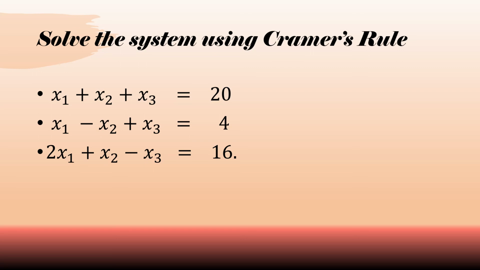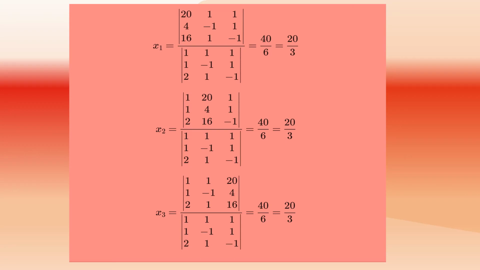Let us try to solve this system using Cramer's rule. We have simultaneous equations in terms of three unknowns, x1, x2, x3, and the constants are 20, 4, and 16. So here the coefficients will be 1, 1, 1, 1, negative 1, 1, 2, 1, negative 3, and the constants will be 20, 4, 16. The denominator for x1, x2, x3 will be the same, which is just the coefficient determinant, but the numerators of x1, x2, x3 will be a little different.